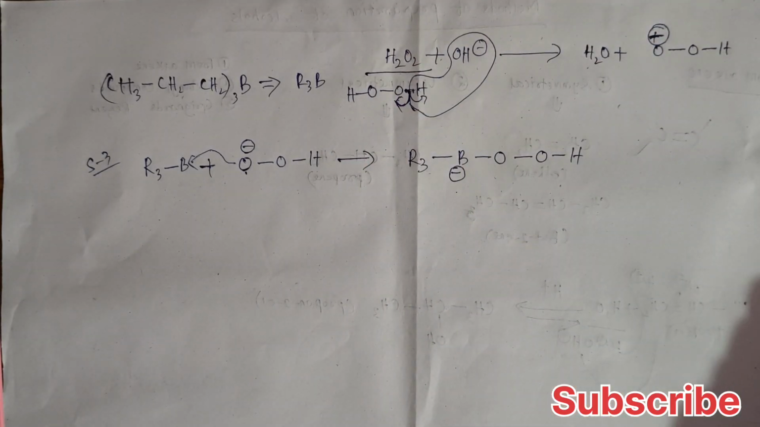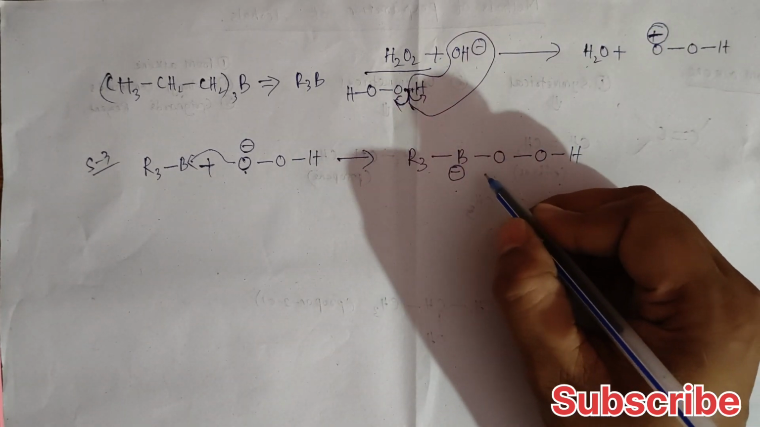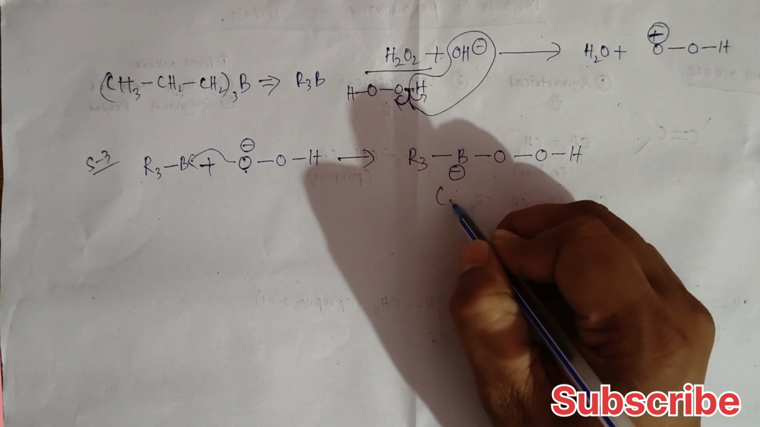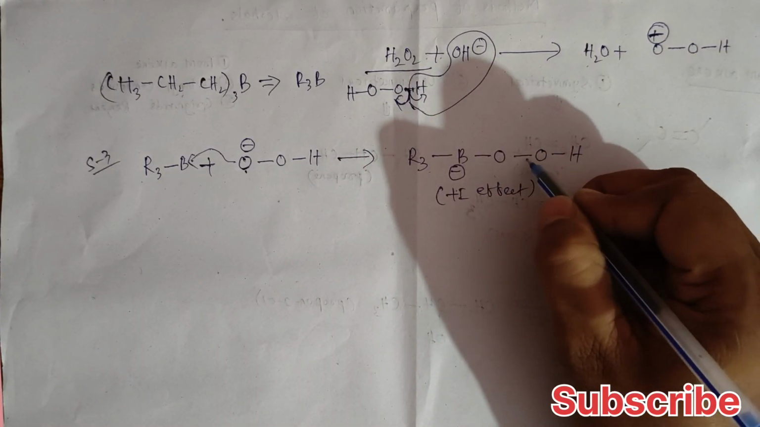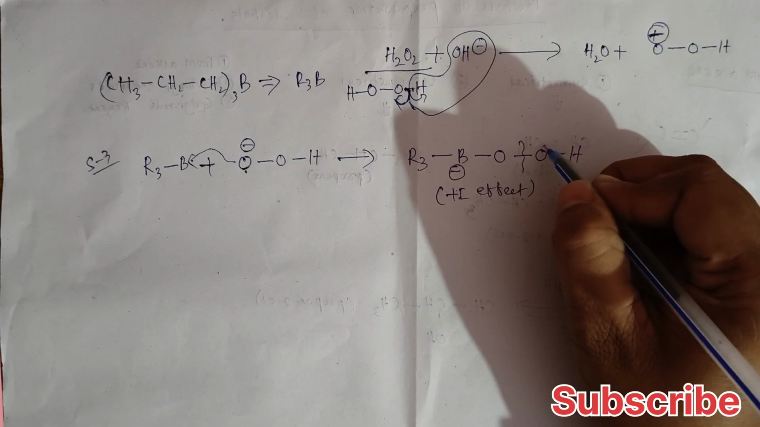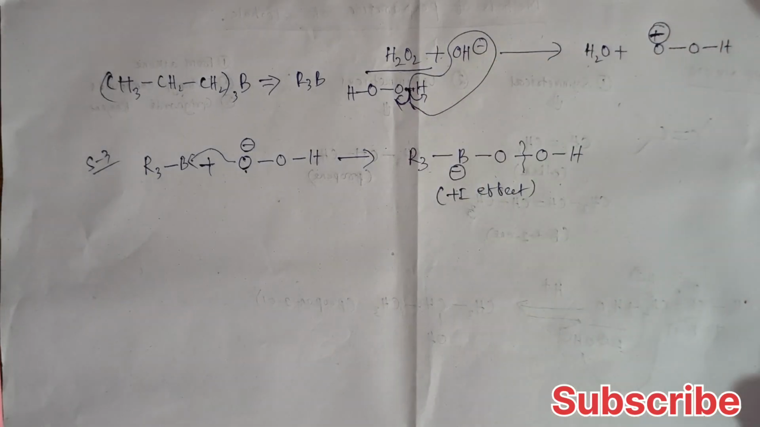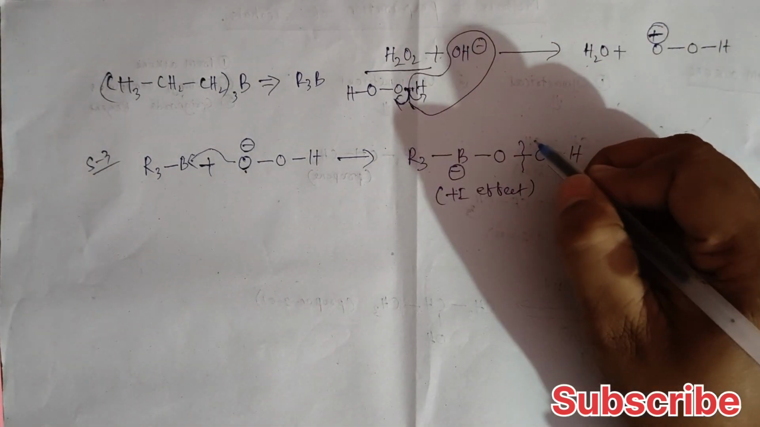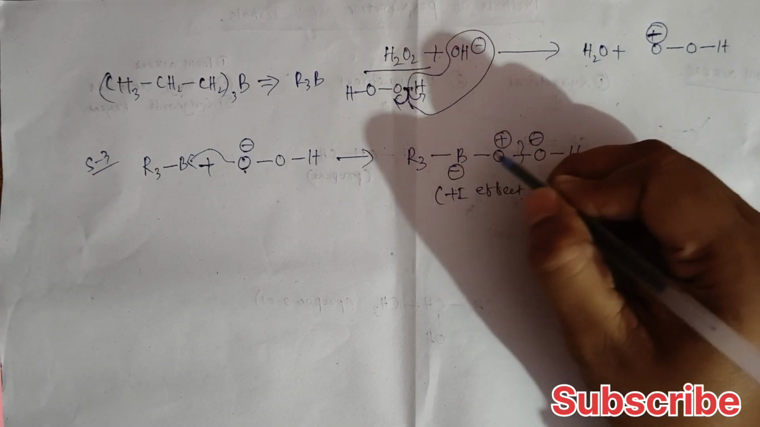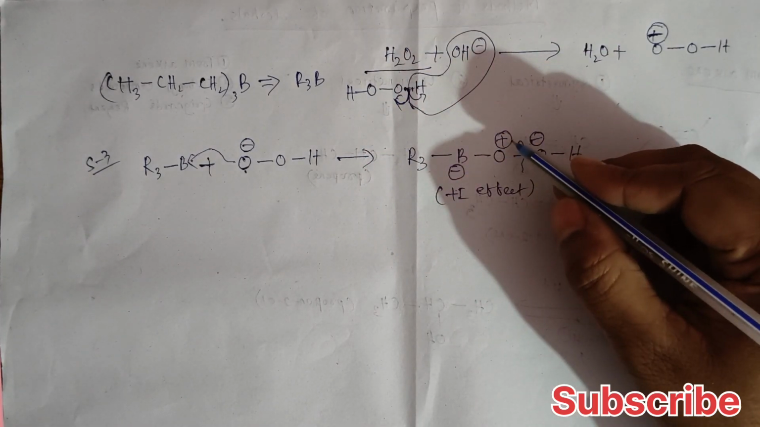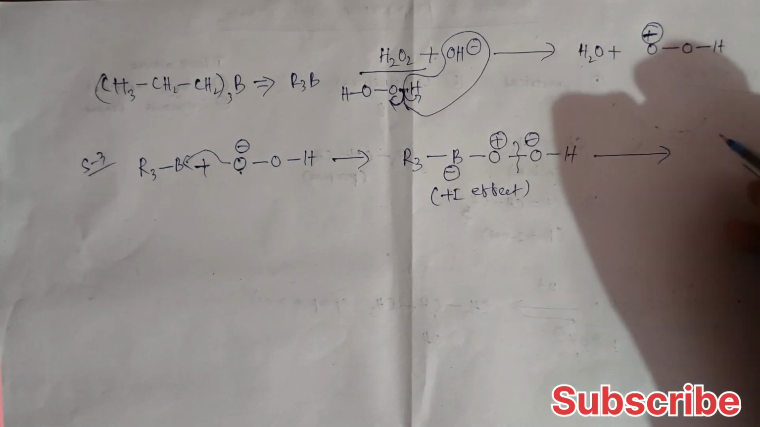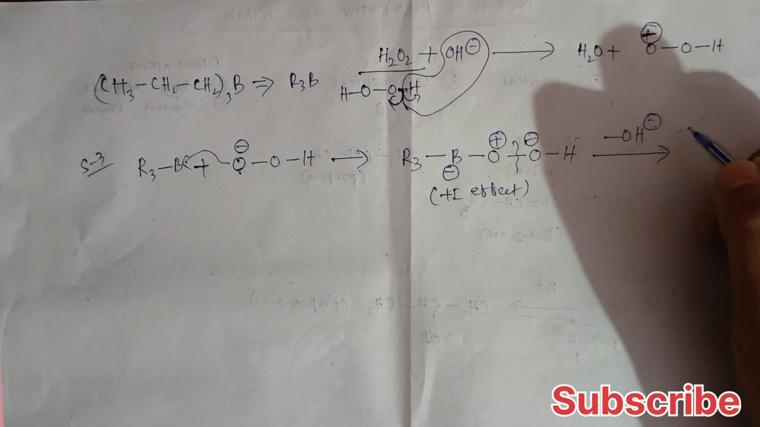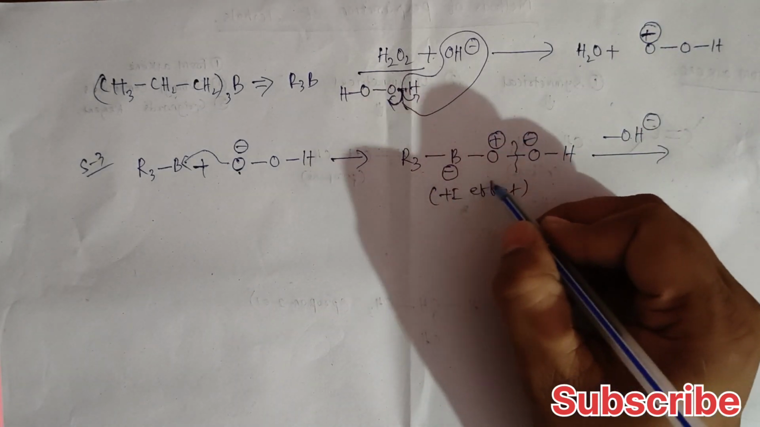But boron is a metal. So what will happen? As boron is a metal, it shows a high plus I inductive effect, so it will repel the electron. What will happen? This bond will break. How will this bond break? As this is O minus and this is positive, because it will repel the electron, this is a kind of positive charge and this is a kind of negative charge. So an OH minus will be removed, and an R comes to this side.